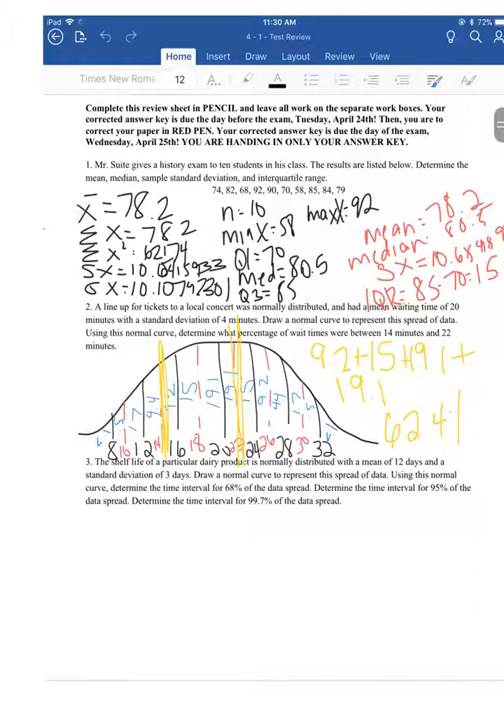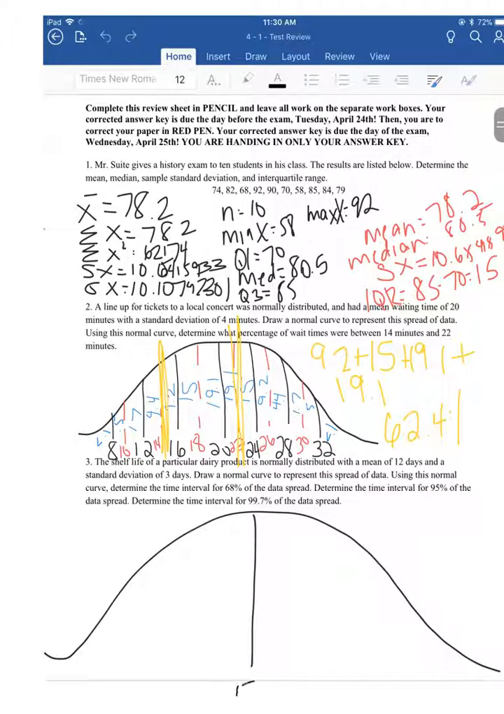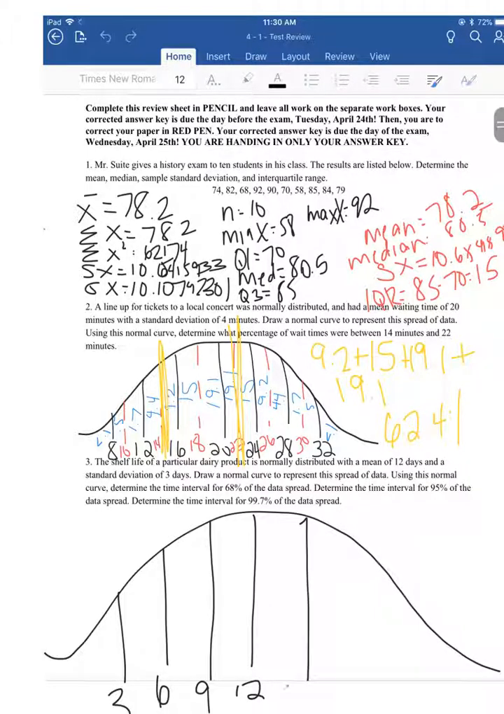And then number 3. So the shelf life of a particular dairy product is normally distributed with a mean of 12 days and standard deviation of 3 days. So draw a normal curve. So normal curve first. You want to make this as big as possible so you have enough room. So the mean is 12, and then it has a standard deviation of 3. So it would be 9, 6, 3, 15, 18, and 21.